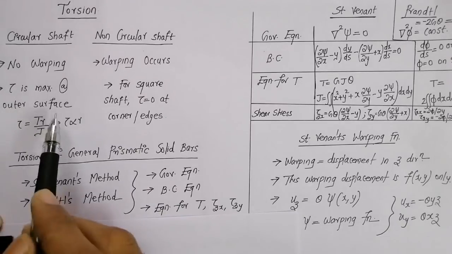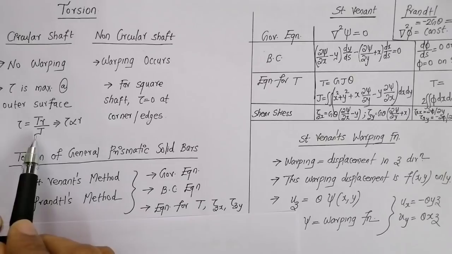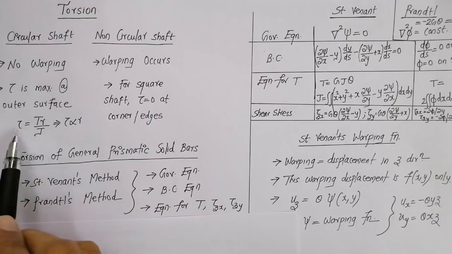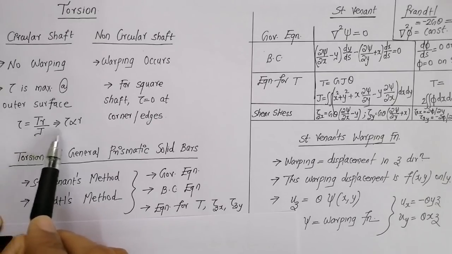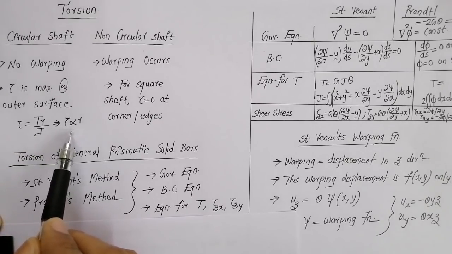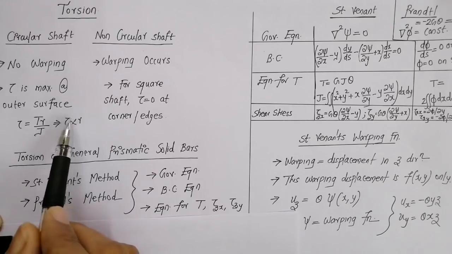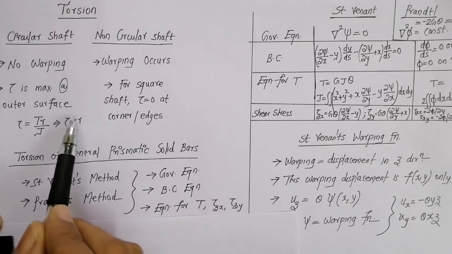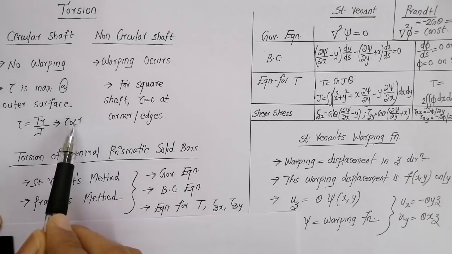Now the second difference: for circular shafts we have the equation T by J is equal to tau by R is equal to G theta by L. So from that, tau is equal to TR divided by J, which means tau is proportional to the radius. What does that mean? That means the shear stress will be maximum at the outer surface of the circular shaft.